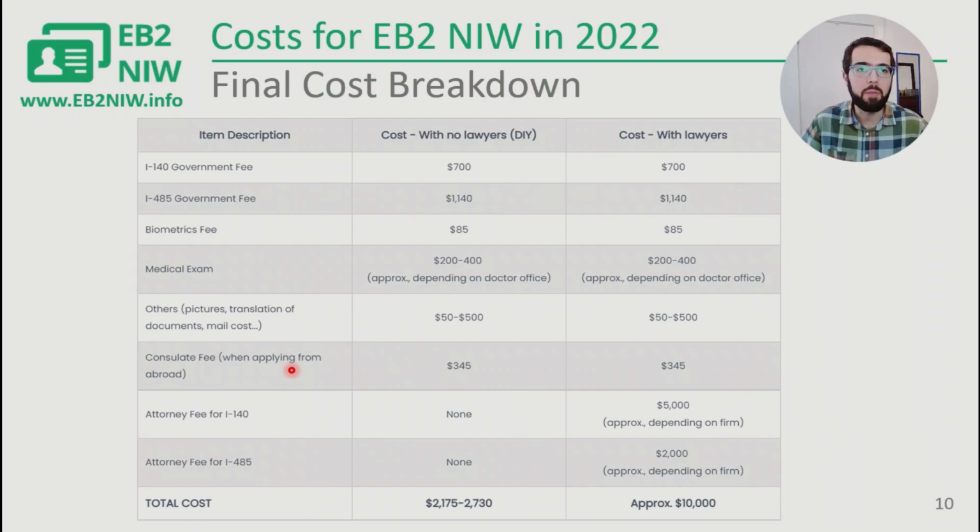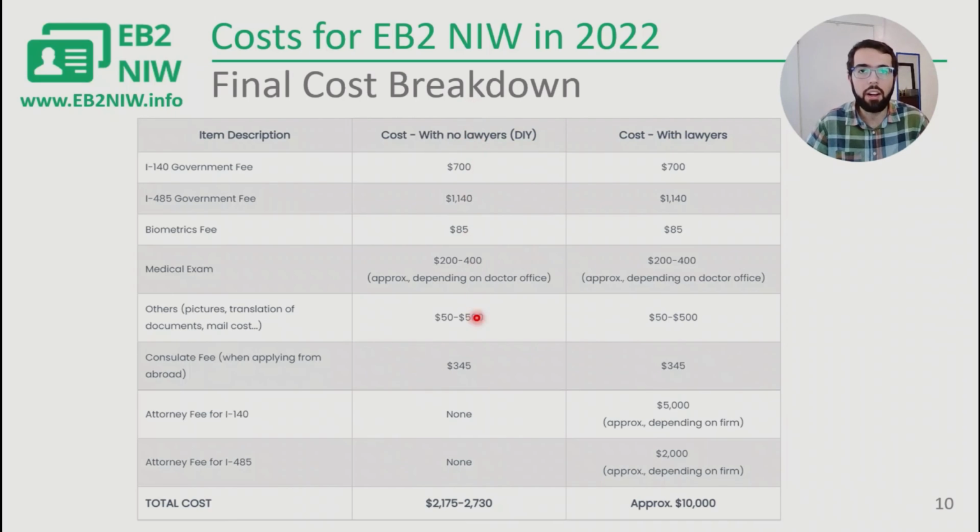Finally, the moment of truth. When we add everything together, we can have all the items here on the left side. These are all the items we discussed. And then I have a column for cost without using lawyers, or do it yourself, and then cost with lawyers. And of course, the only thing that changes from one to the other is the cost for hiring attorneys.